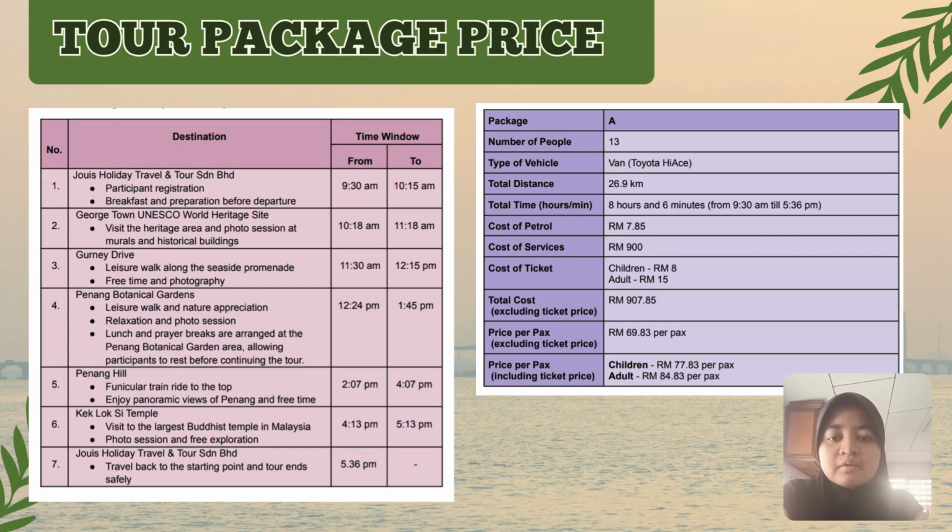The total travel distance for the one-day tour is 26.9 km, with an estimated duration of 8 hours and 6 minutes. The total time duration comprises the estimated travel time between the destinations as well as the time allocated for activities at each destination. The total cost excludes the ticket prices and consists mainly of petrol costs and service charges. The cost of service is RM 900, including driver service, breakfast, lunch, and commission fees for tour management and coordination. Based on the total cost, the price per participant is calculated with separate rates for children and adults when ticket prices are included. Therefore, after being calculated, the price of the package for the adult is RM 84.33 per pax, and for children is RM 77.82 per pax.